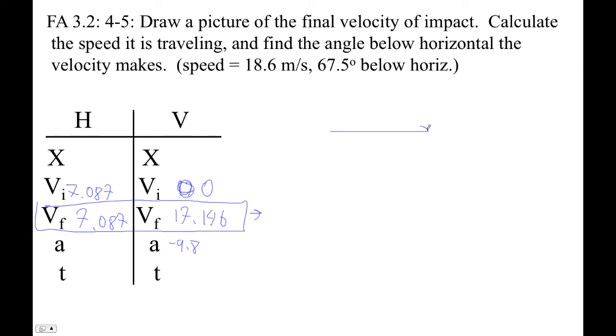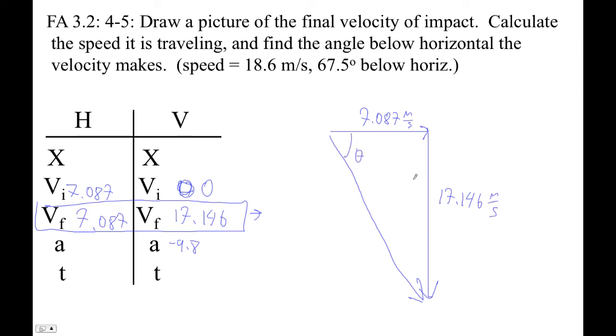There it is there, right? Here's this guy. And then here's the actual velocity right there. Okay, so you're going to draw a nice little picture like that. That's 7.087. This is 17.146, right? And these are meters per second. Okay, and let's find the angle there, right?